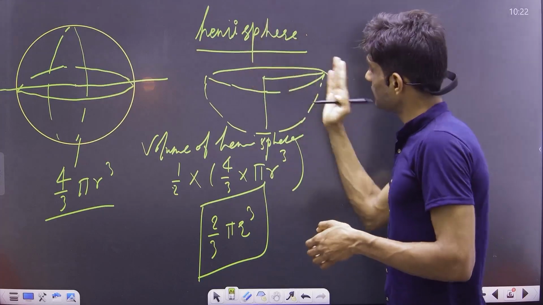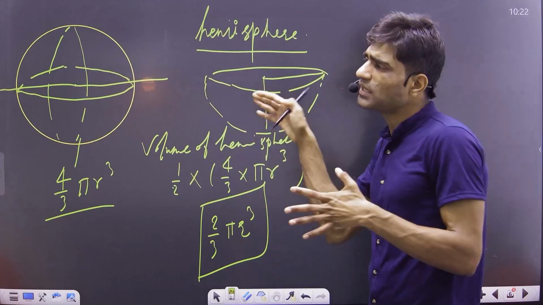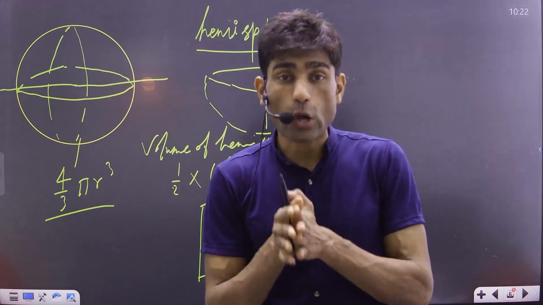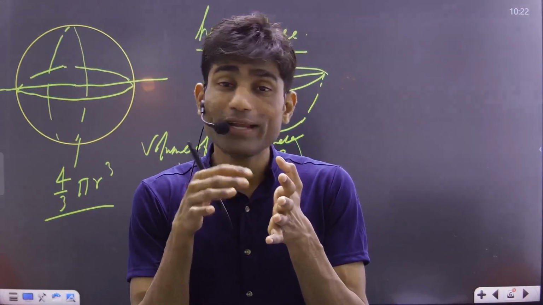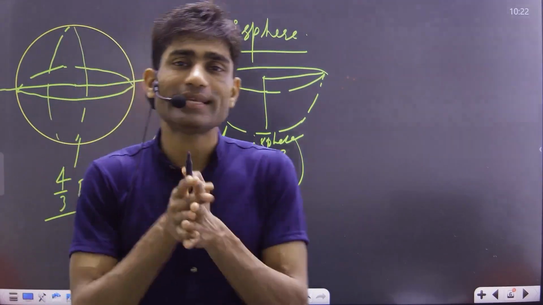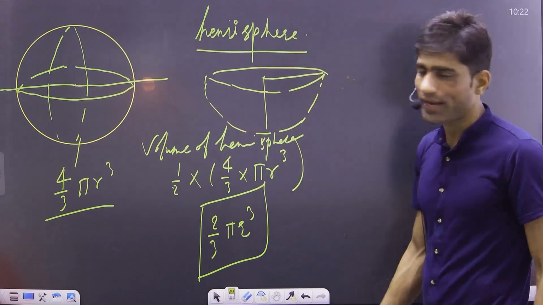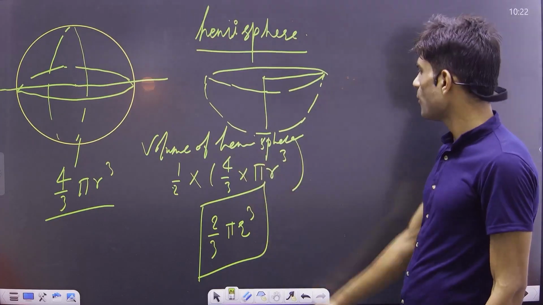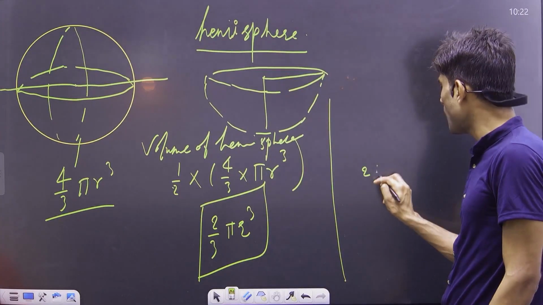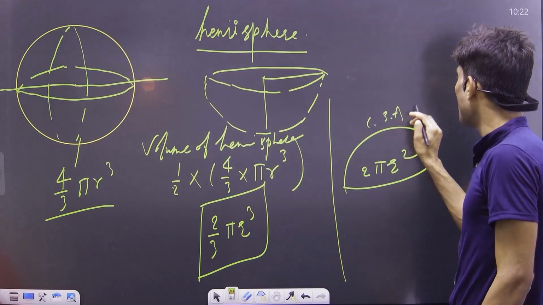Total surface area means area of a top plus curved surface area, like a lateral surface area, plus a bottom part, meaning area of a bottom. But as part of a hemisphere, we do not have a bottom. That means we do not have any area present in a bottom, so we write area of a bottom as 0. Now for the curved surface area or lateral surface area, we write 2 pi r square. This one is the curved surface area or lateral surface area.